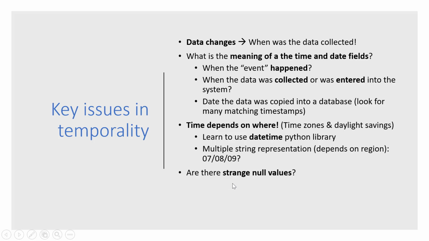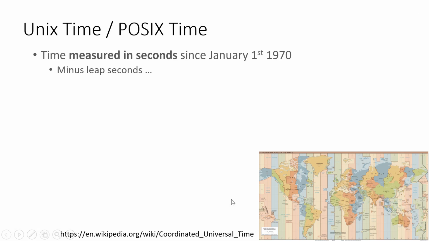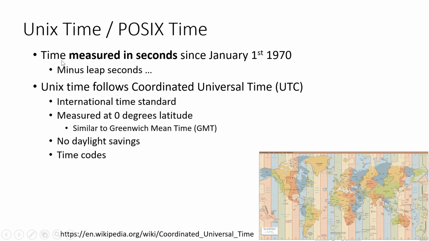Are there strange null values? For example, does the data contain something like 13? There's no year 13, we know that, or month 13. That's the key thing. There are also time issues, like time measured in seconds since January 1, 1970. So you want to think about the regions and where the data is looked at. There are a lot of other things you want to incorporate into your analysis when you think about different data sets and different data time zones and so on.